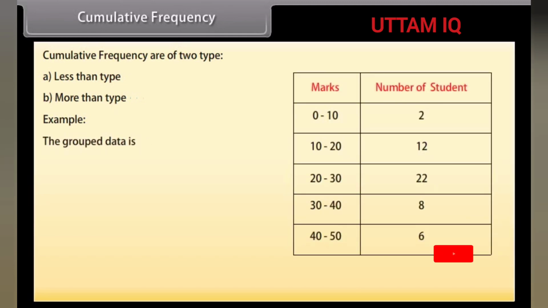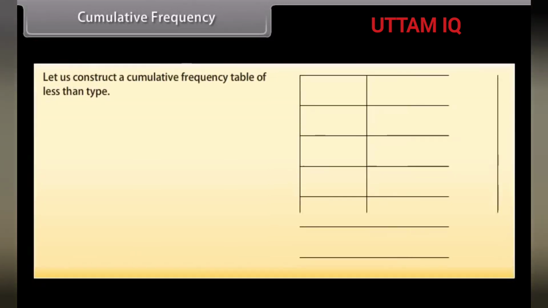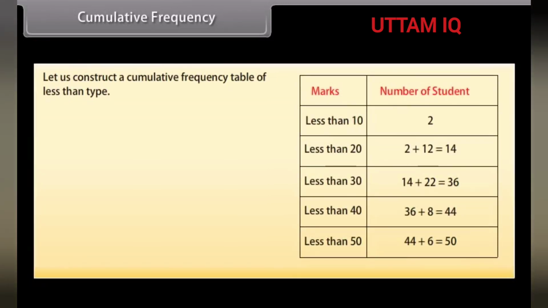The grouped data is, for marks 0 to 10, number of students are 2. For marks 10 to 20, number of students are 12. For marks 20 to 30, number of students are 22. For marks 30 to 40, number of students are 8. For marks 40 to 50, number of students are 6. Let us construct a cumulative frequency table of less than type for the above data.